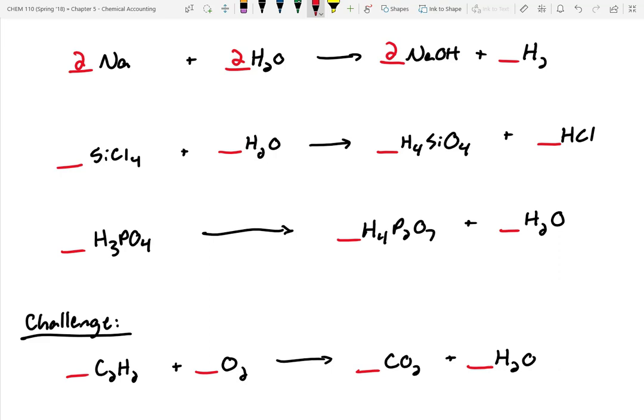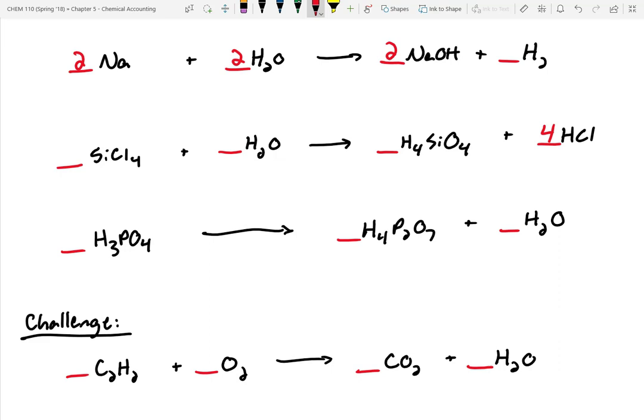Second one, if we look at the silicon, I've got 1 silicon on the left, 1 on the right. That looks good to me. We've got 4 chlorines on the left, but only 1 on the right. So I'm going to multiply this by 4. So now we've got 4 chlorines on the left, 4 on the right. We haven't changed the silicons. Okay, so that looks good.